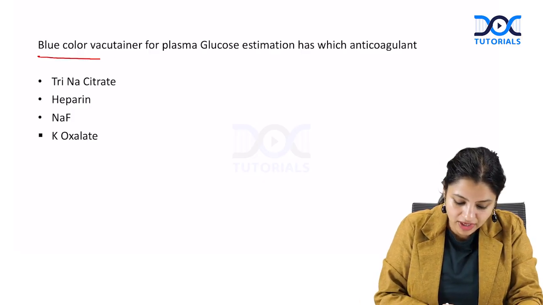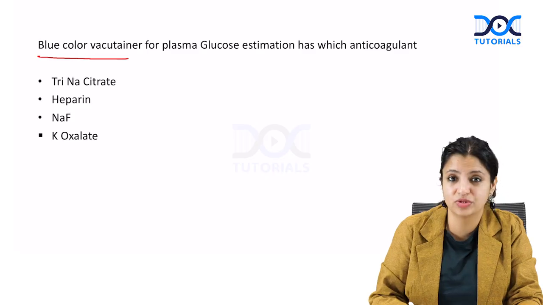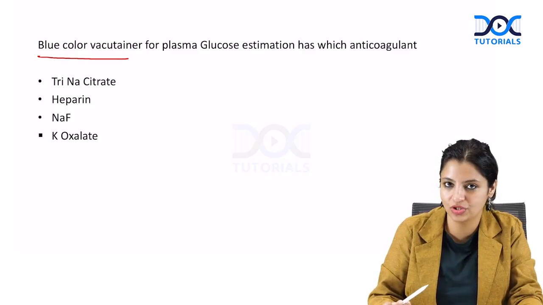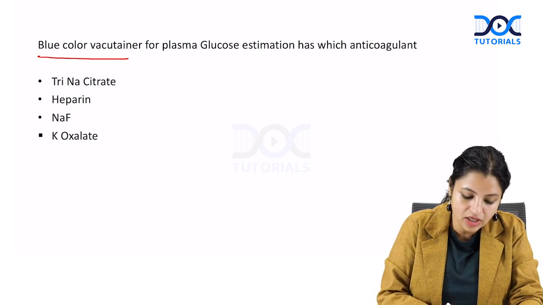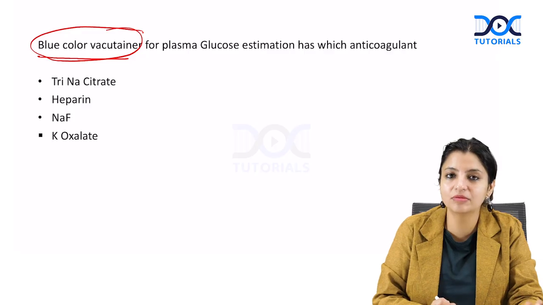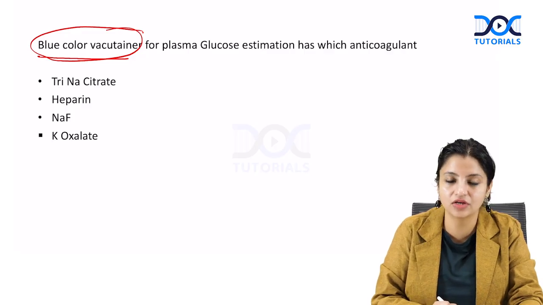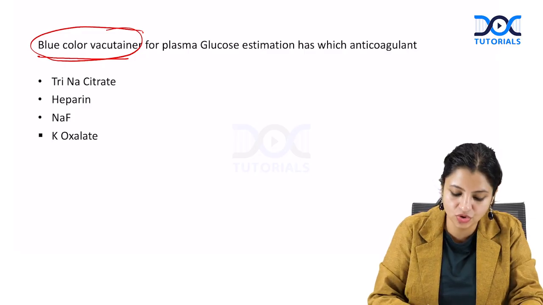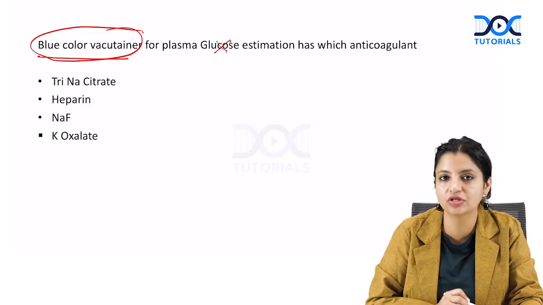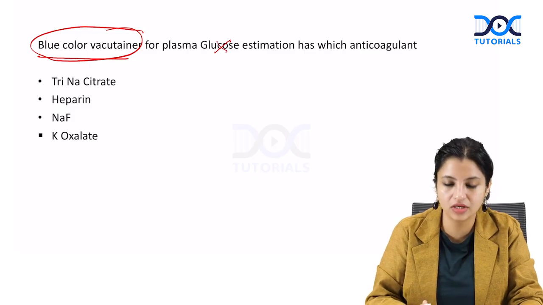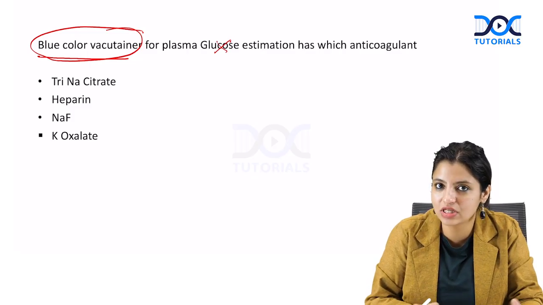So blue color vacutainer for plasma glucose is with which anticoagulant? So this was a very unusual question that came and it's not correct. Whenever we talk about blue color vacutainer, it is typically trisodium citrate vacutainer, which is used for coagulation testing. So blue color vacutainer should not be used for glucose estimation. Glucose estimation is usually done with a gray topped vacutainer. So I don't know where the discrepancy was here.